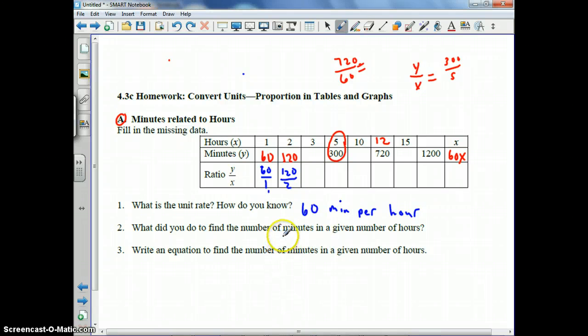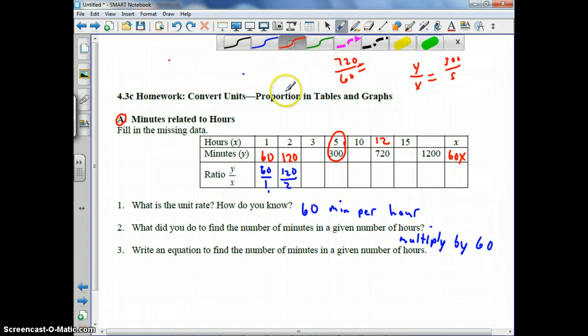So what did you do to find the number of minutes in a given number of hours? What did we do to find the number of minutes for each hour? We multiplied by the unit rate, by 60. Any questions so far?